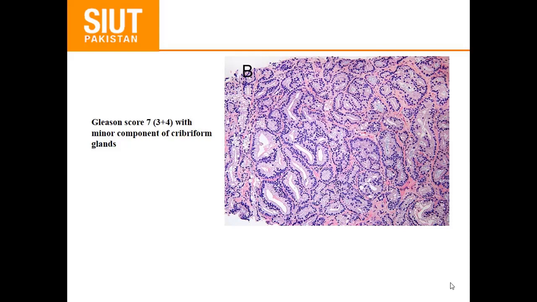In this one we can appreciate pattern 3 here and pattern 4 here. The most common pattern is 3, with a minor component of cribriform glands here. So it's 4. Cribriform, if we can see the cribriform glands, is grade 4. So 3 plus 4 is 7.